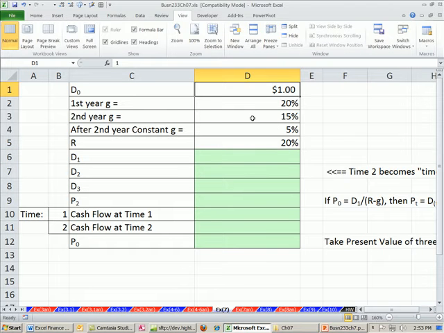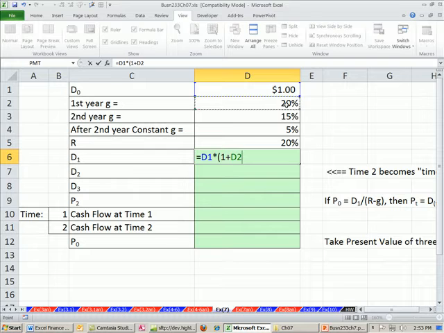So dividend at time 1, our first rate, second rate, third rate, and our discount rate. So dividend at time 2. I'm going to say $1 times, open parentheses, 1 plus our 20%. Now, I'm going to notice something. I have a 15 right there. That green box should move down, but I want that one locked, so I'm going to hit F4. Actually, I don't know what I'm thinking. Never mind. Forget I said that. Just hit Enter. All right, there's our 120.